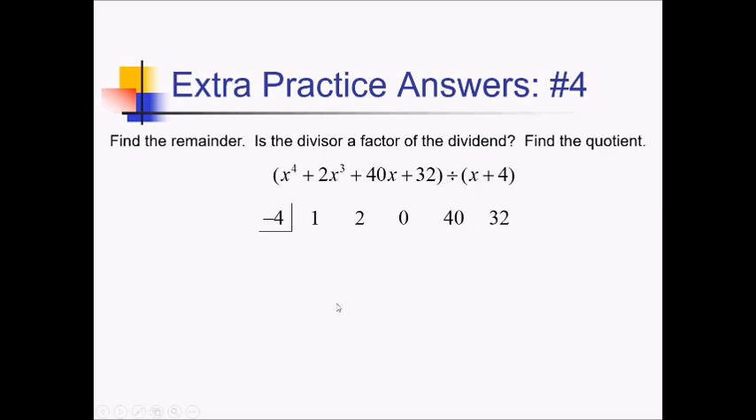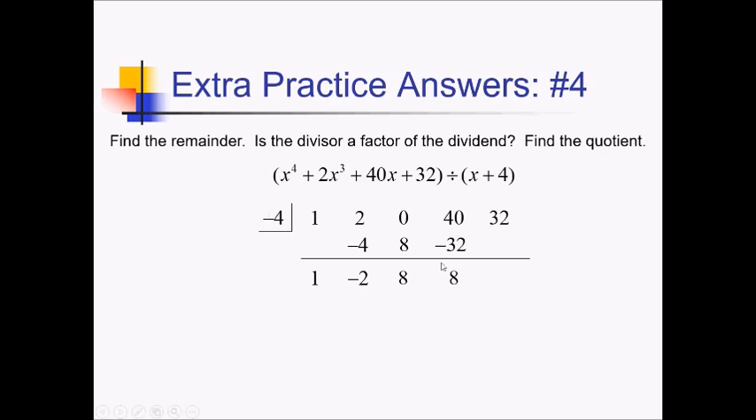So we leave some space, draw a line, bring down our first coefficient of 1. Negative 4 times 1, that gives me a negative 4 up here. 2 plus negative 4, that's how we're getting these bottom row numbers now, is adding these top two rows. 2 plus negative 4 is negative 2. And now we keep multiplying the box number by the bottom row numbers. So negative 4 times negative 2 is 8. 0 plus 8 is 8. Negative 4 times 8 is negative 32. 40 plus negative 32 is 8.